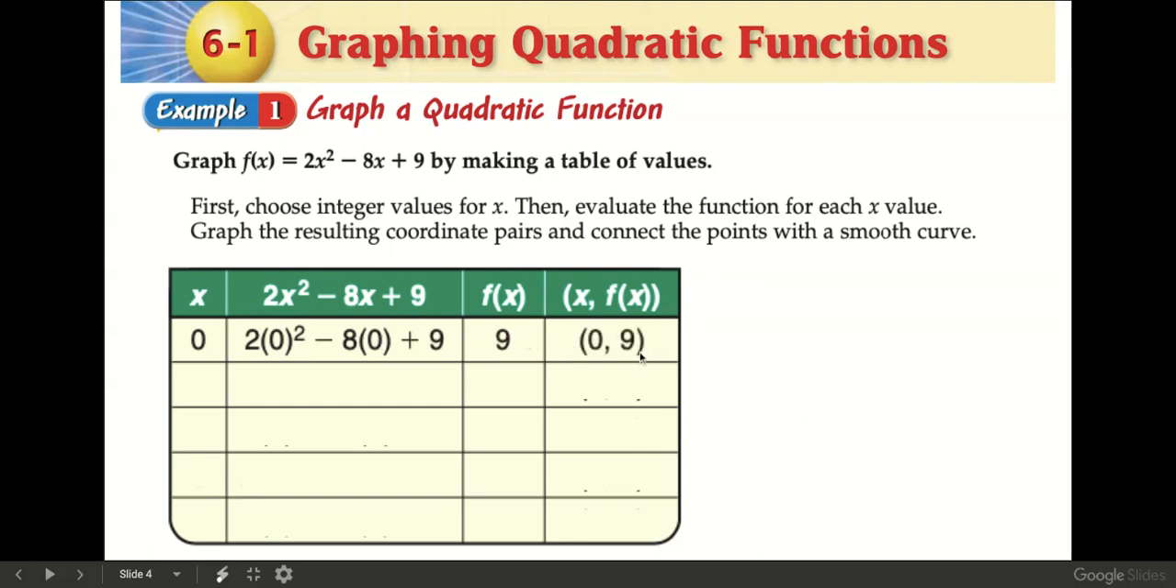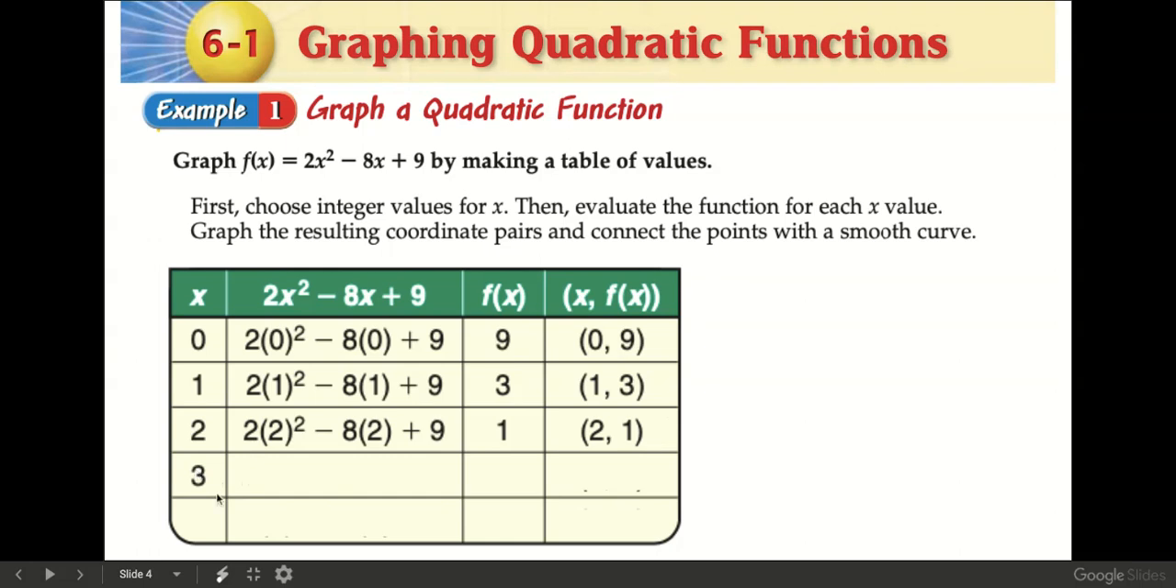So that means my coordinate would be at (0, 9). If I choose an x coordinate of 1 and put 1 into the function and calculate it out, that'll give me 3. So I would be at the point (1, 3). And if I chose an x value of 2, input that into the function, I get an output of 1. So I would have the point (2, 1).